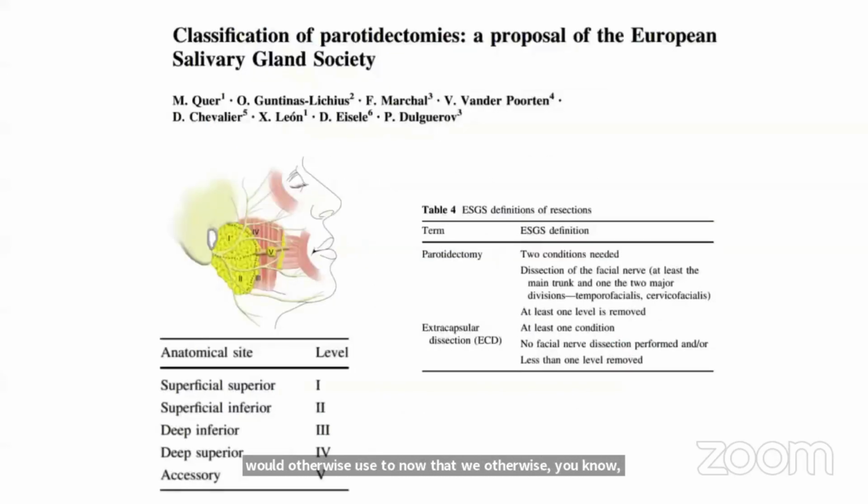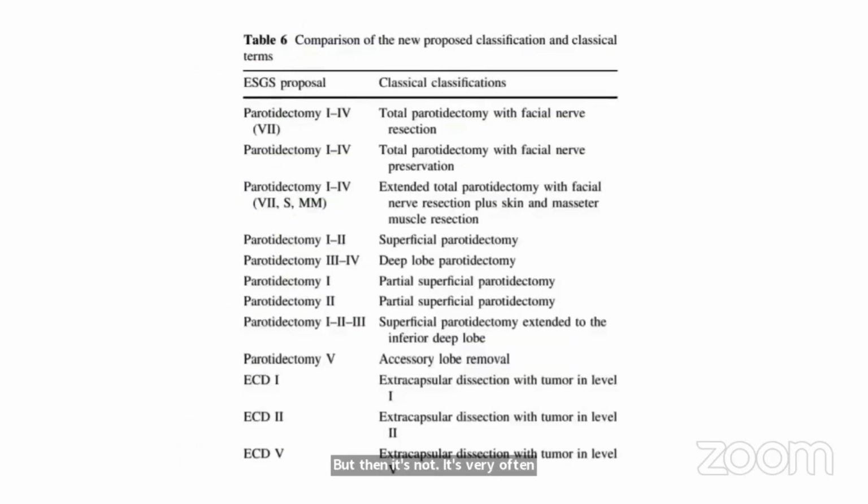It's a bit of a complex situation, but we are not used to it. Maybe that's why. This sort of classification will help us in uniform reporting of the kind of surgery that we do for parotid malignancy. But it's not very often followed. Just for the sake of completion, I'm mentioning it here.